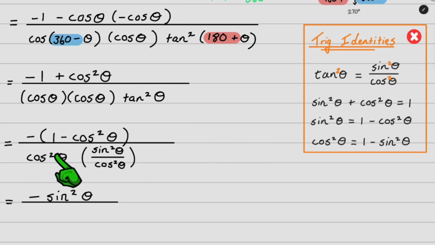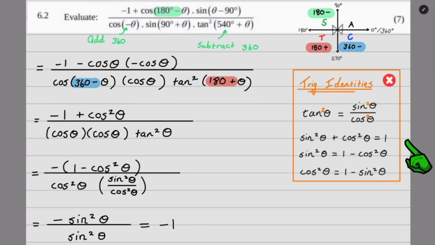And then at the bottom, I'm multiplying these two. So I'm going to change this into a fraction, cos squared theta over 1. And then the cos squareds will cancel over here. So at the bottom, I'm just left with sine squared theta. And then the sine squared thetas cancel. And I'm just left with minus 1 as my final answer. And that brings this behemoth of a question to a close.